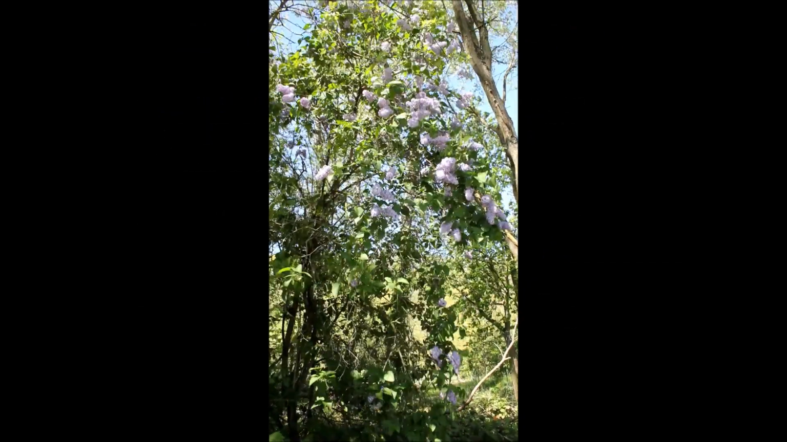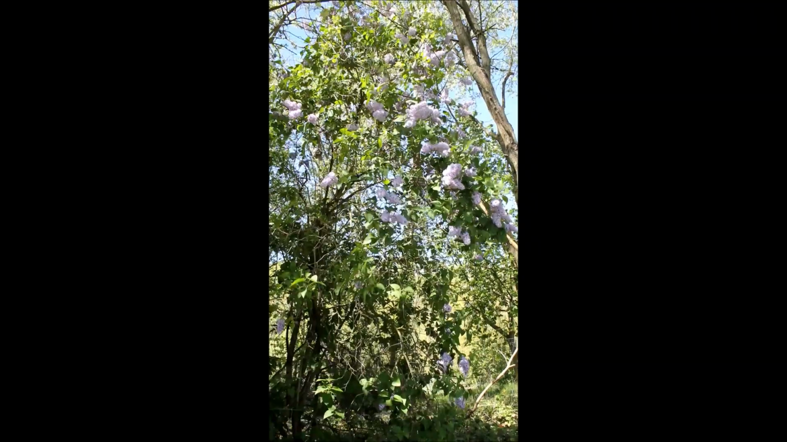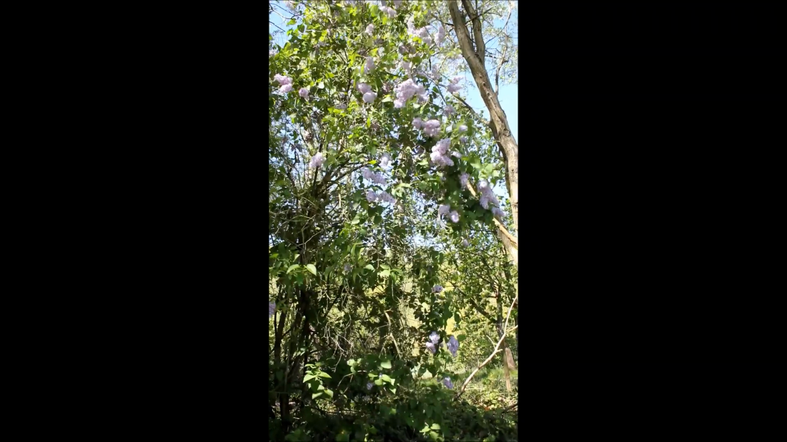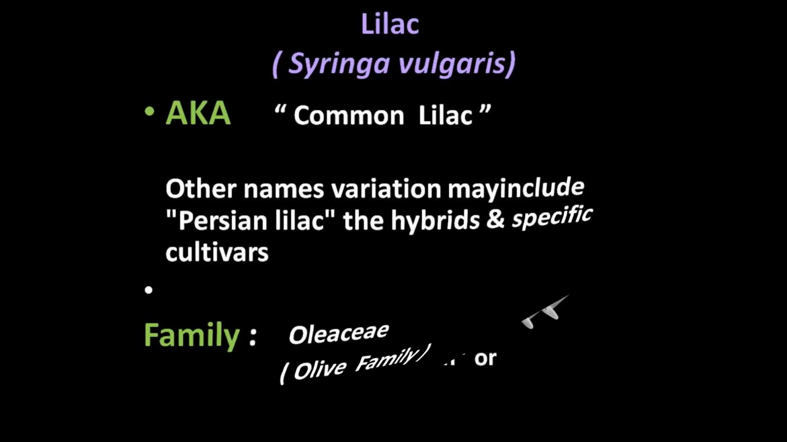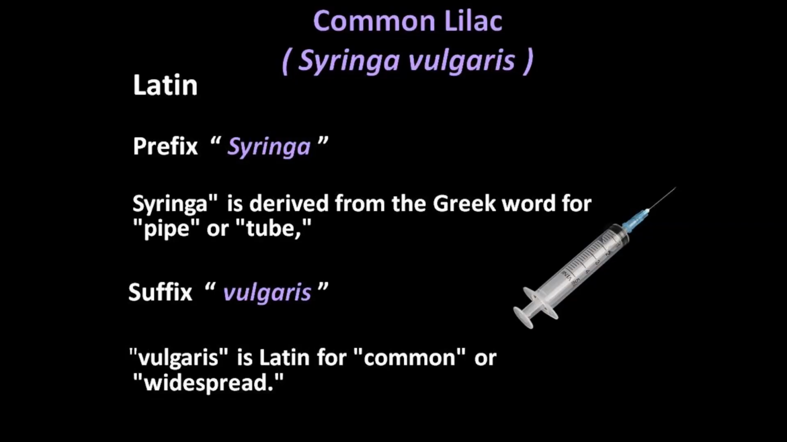The vernacular name of the plant is relatively straightforward, it's simply being known as common lilac. The Latin epithet is also straightforward, with the prefix syringa derived from the Greek word for pipe or tube, relating to the flower corolla, also giving its name to the word syringe. The suffix vulgaris simply means common or widespread.